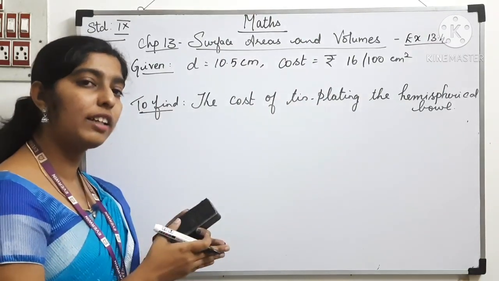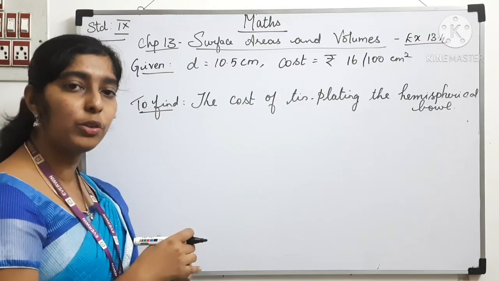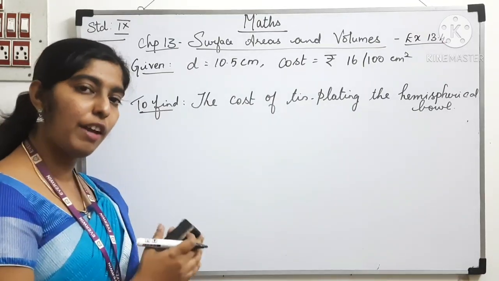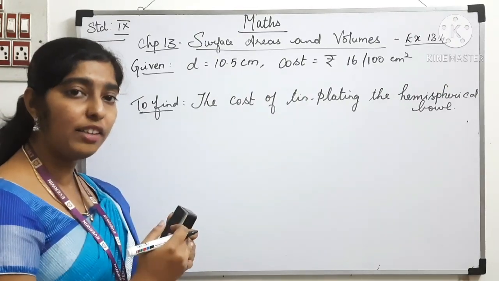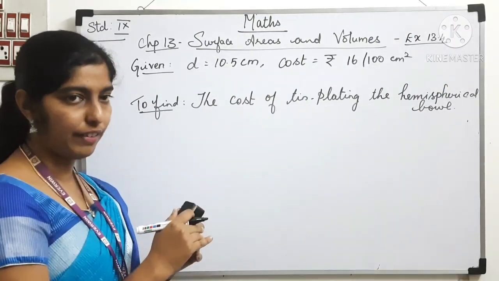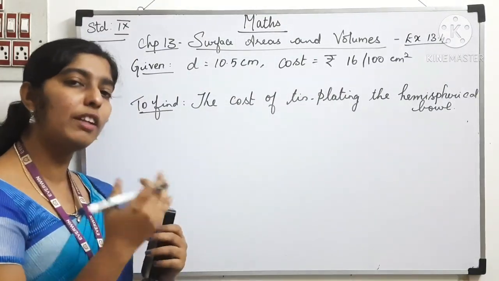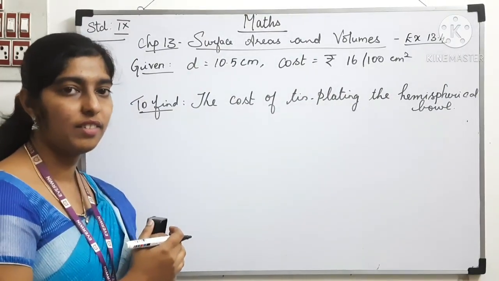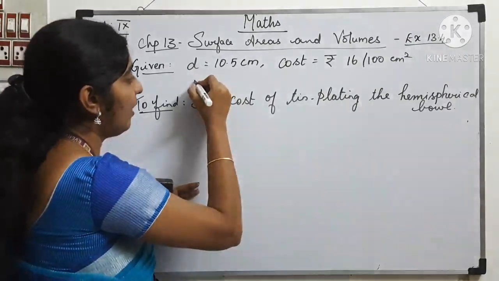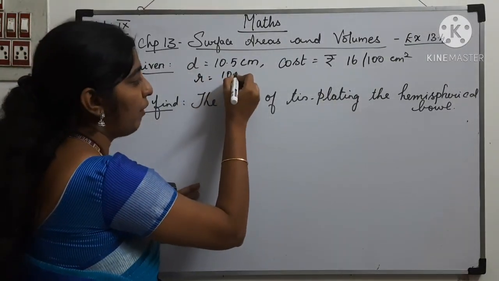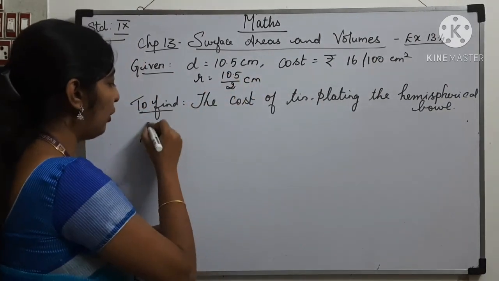To find the curved surface area of the hemispherical bowl, what formula can we use? The curved surface area of a hemisphere is 2 pi r square. So here we need the radius to find the curved surface area. But what is given? Very good, diameter is given. So how can we find the radius? Very good. Radius is half of our diameter. So radius is equal to 10.5 by 2 centimeter. Now, solution.